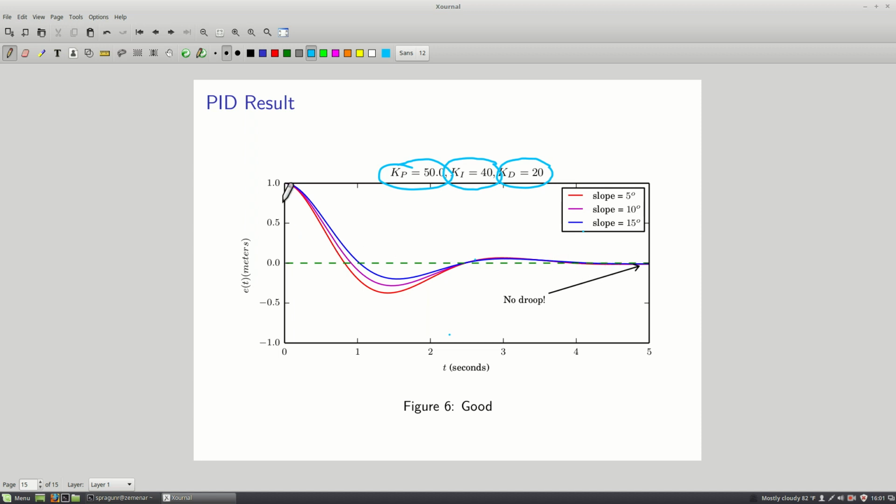So we've fixed the oscillations with my derivative term, we've fixed the droop with the integral term, and the proportional term is actually pushing the system toward the goal. So that's a PID controller.